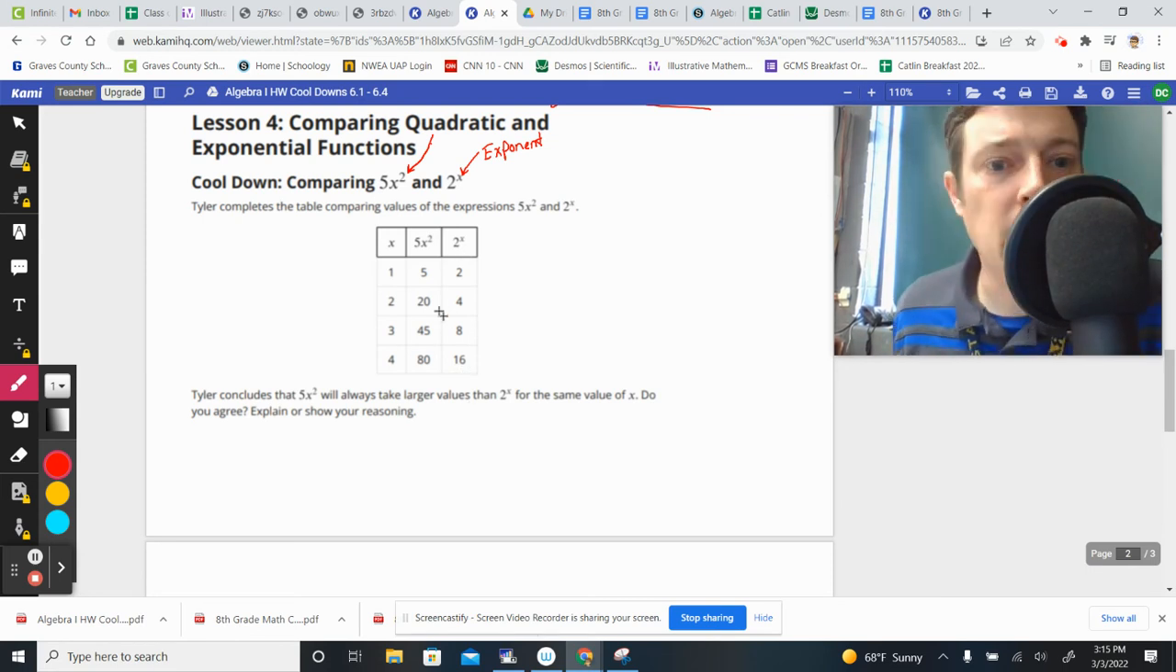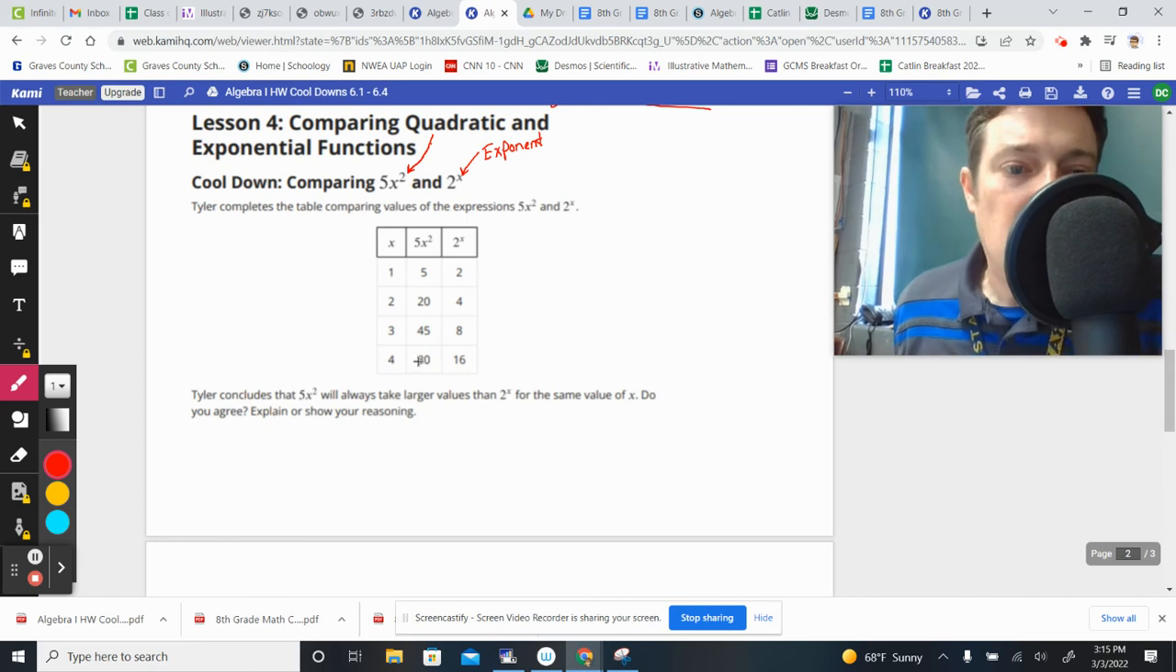And so looking at this table that he's made, he's come to the conclusion that 5x squared will always take larger values than 2 to the x power. So he's saying that these will always be larger than these no matter what the x is. Do you agree? Explain or show your reasoning.